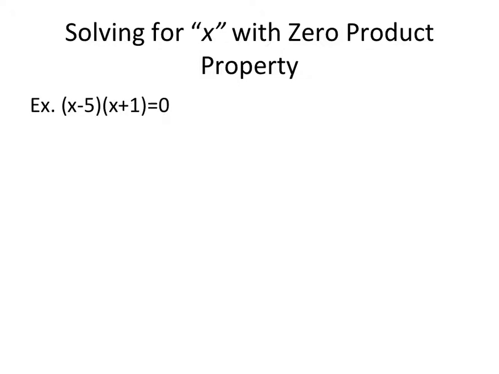So in this problem, we want to solve for x. And since it's put into a product, we can use our zero product property to figure out what x can be so that we'll get 0 for y. So when we look at these two terms, we have x minus 5 and x plus 1. We know that either one or both of them have to be 0 in order for us to get a product of 0. So that means x minus 5 can equal 0 and x plus 1 can equal 0.